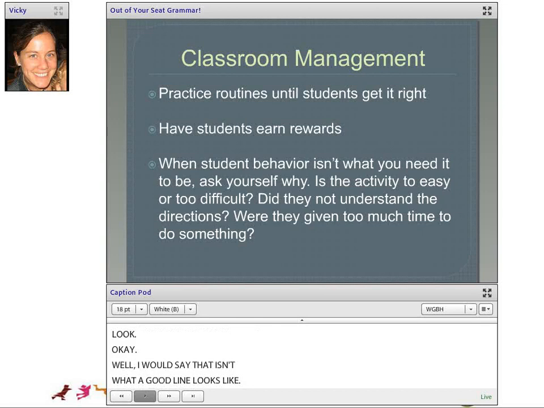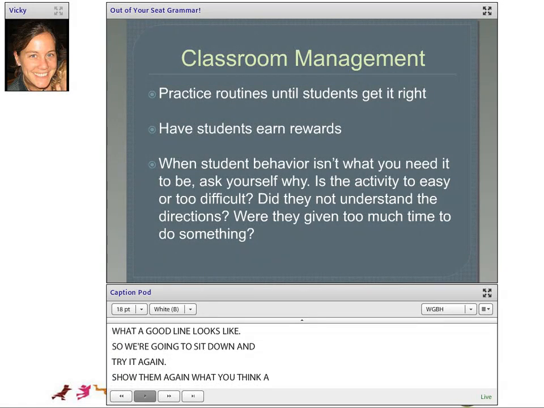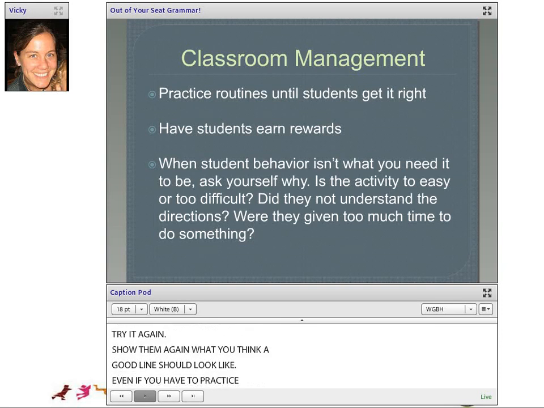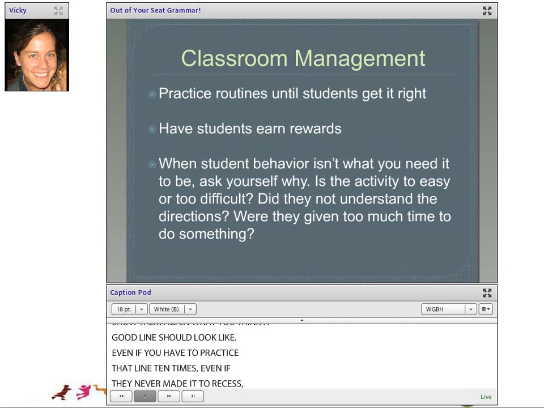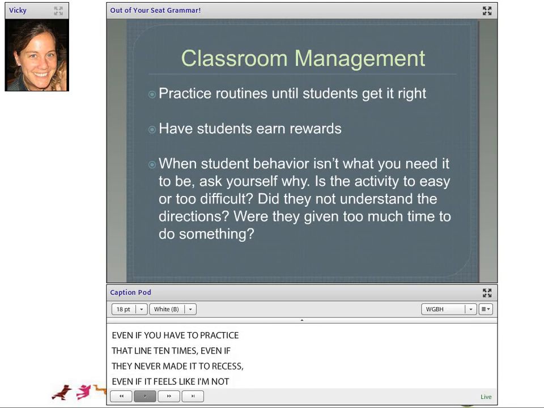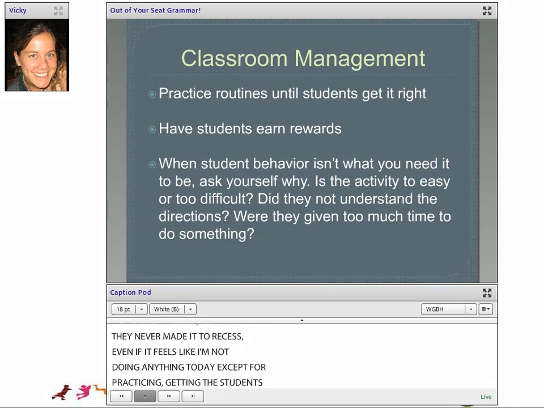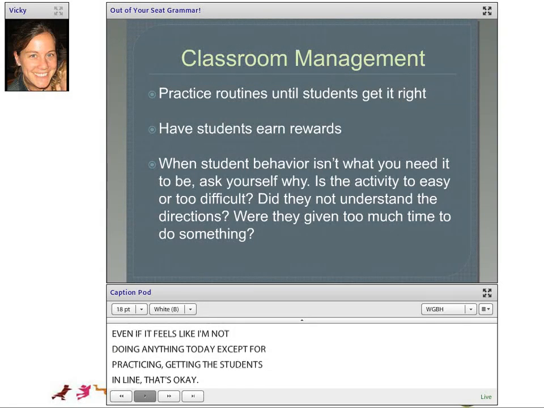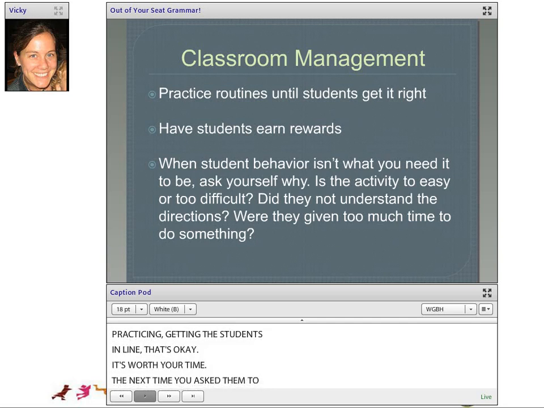Show them again what you think a good line should look like, and even if you have to practice that line 10 times, even if they never make it to recess, even if it feels like, oh my goodness, I'm not doing anything today except for practicing getting these students in line, that's okay. It's worth your time, because the next time you ask them to get in line tomorrow, I'm pretty sure they're going to do it. And so it's worth it.